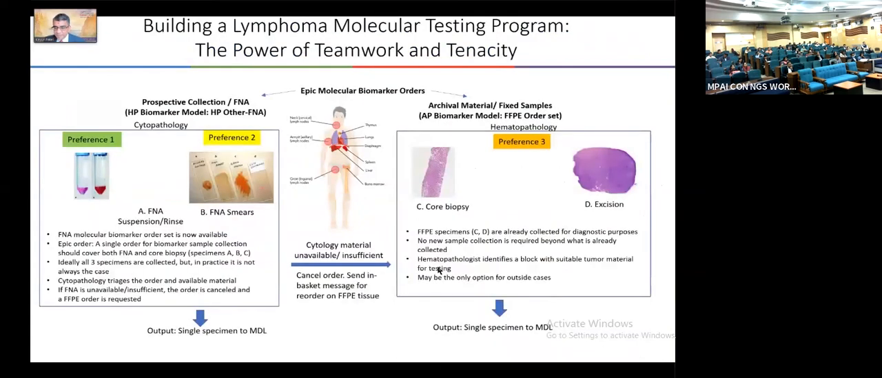At the same time, on the lymphoma side, a lot of new biomarkers again were being discovered, new clinical trials, new therapies emerging. However, the lymphoma presented a unique challenge in the sense that the lymphoma samples can travel in a variety of different matrix.